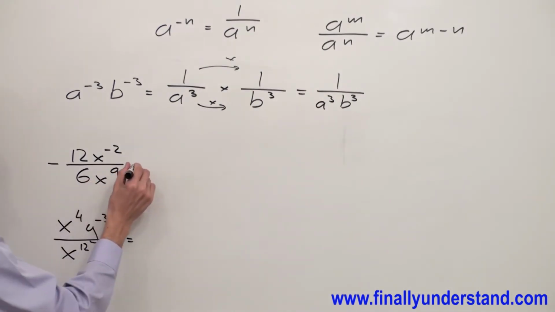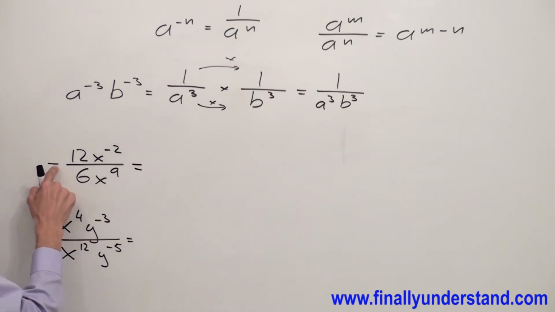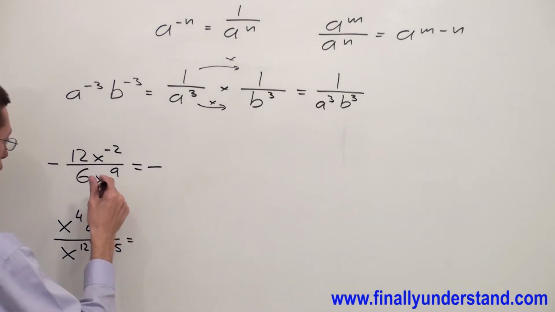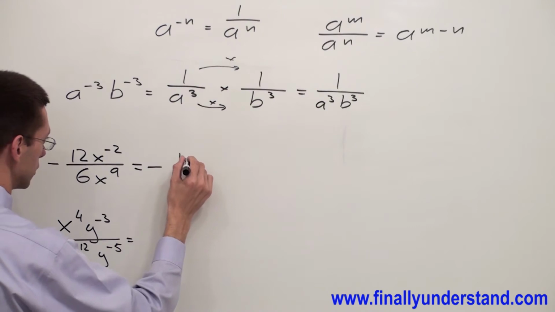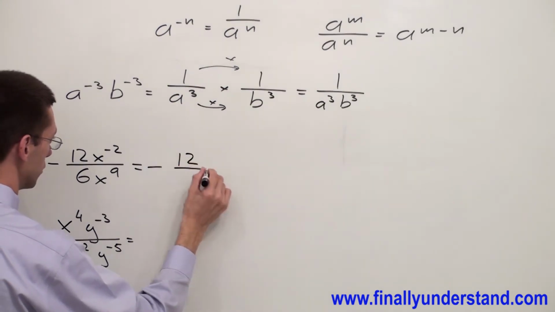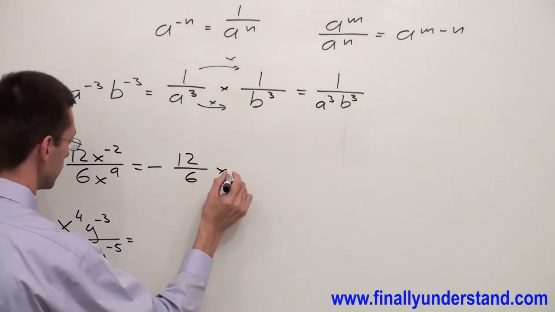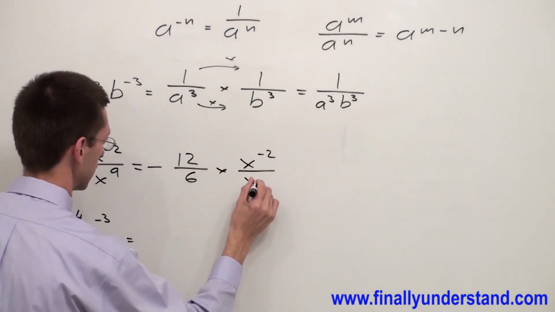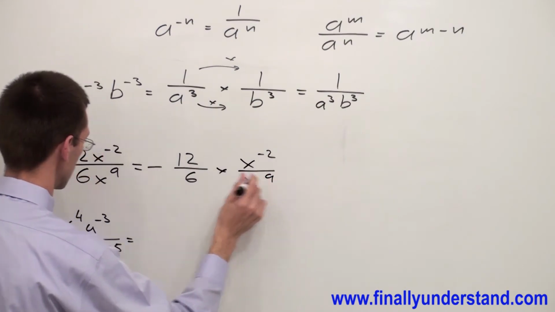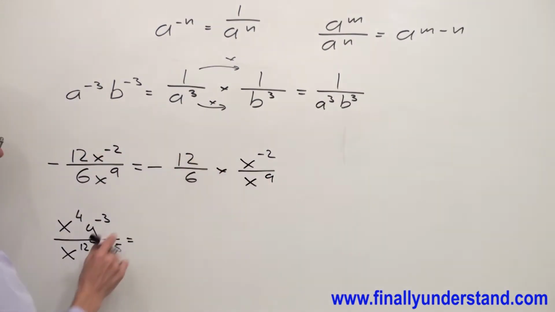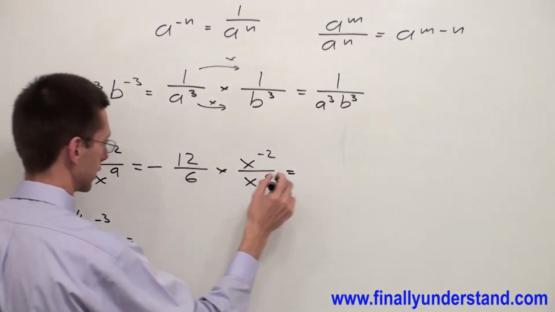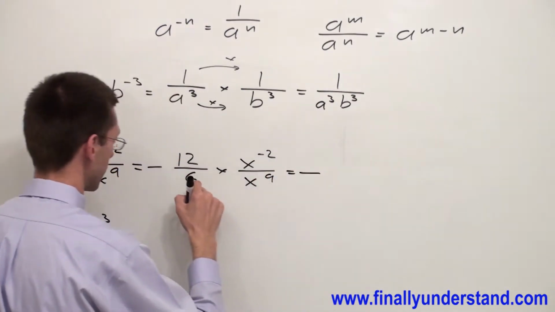Okay? I have a negative sign on the front of my fraction. I'm going to copy this negative sign. Next, how are you supposed to look at this problem? There's nothing else, just the fraction 12 over 6 times x to minus 2 over x to 9, okay? So this is equivalent to this. Let's do everything step by step. I'm going to keep the negative sign because I cannot do anything about it.